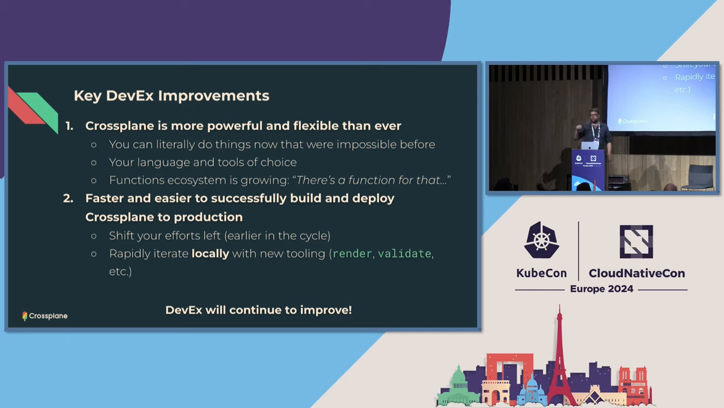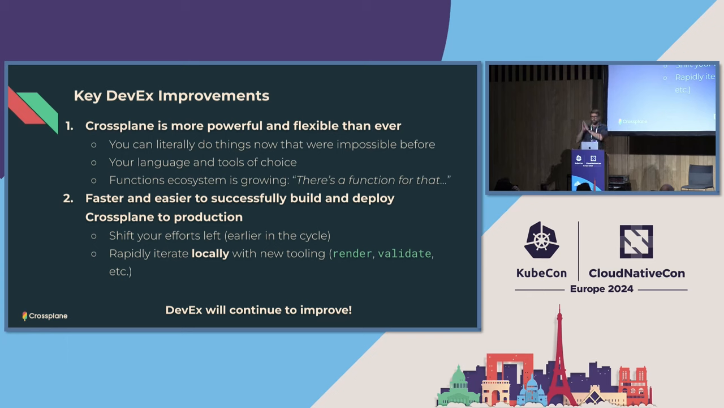One, Crossplane is now more powerful and flexible than it's ever been before. You can literally do things that were impossible before in Crossplane. A year ago, you could not do all this stuff. Now you can, and a whole world has opened up. You can do it in your language and your tools of choice, and there's more and more functions like every week, basically. So that ecosystem is growing. Lots of things you can do with Crossplane now. And maybe more important is that when you're building your control plane with Crossplane, you can successfully get it running and into production easier and faster than ever before also.